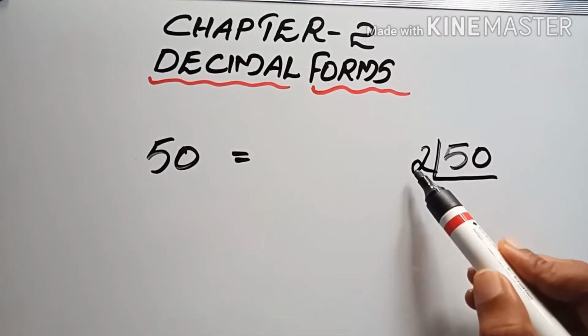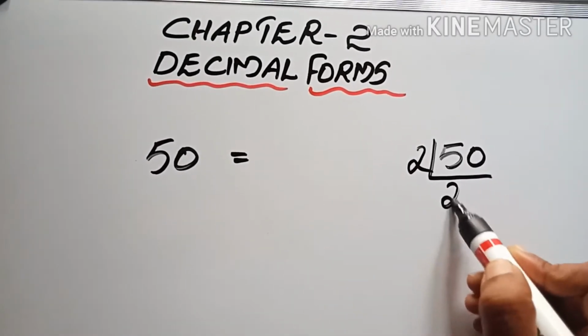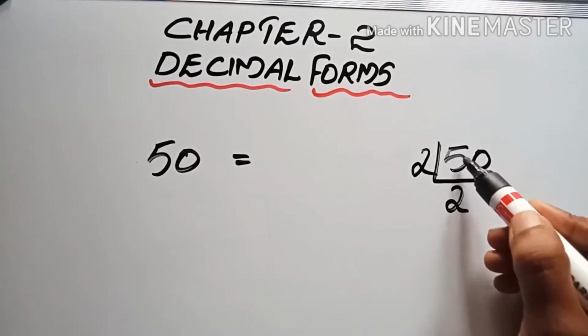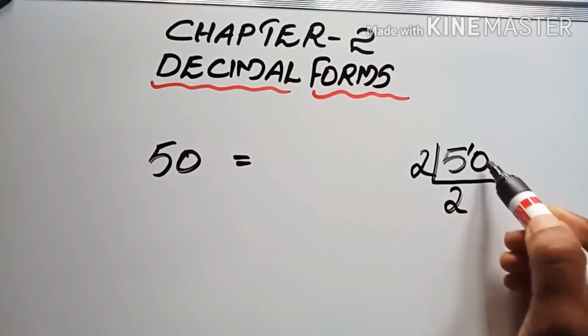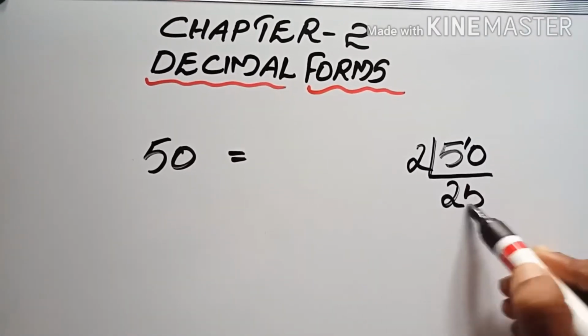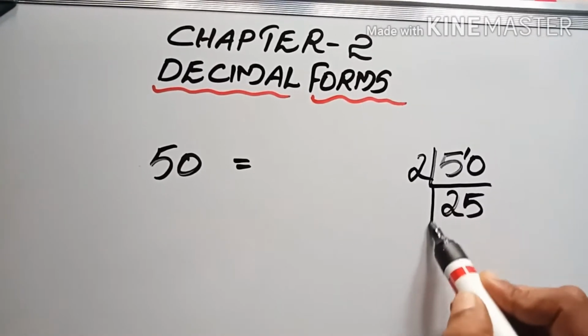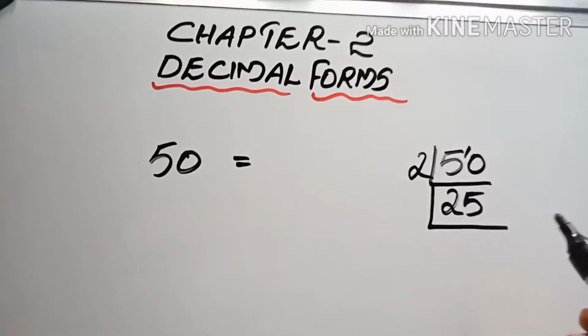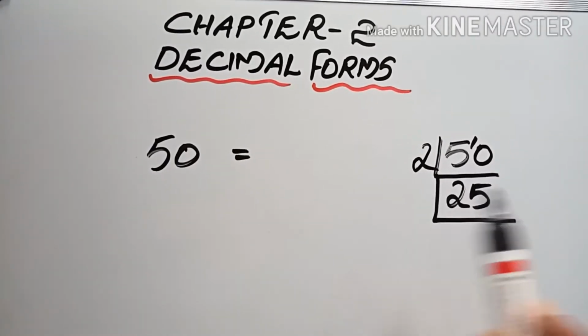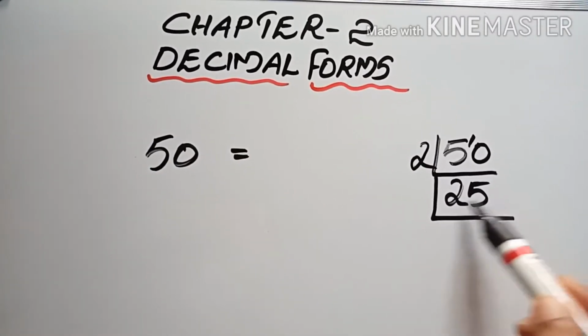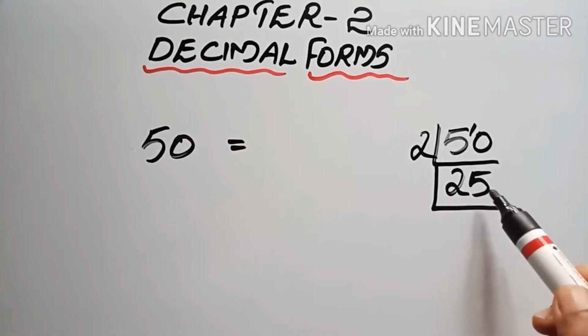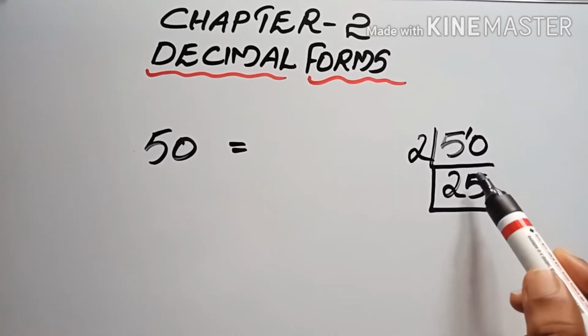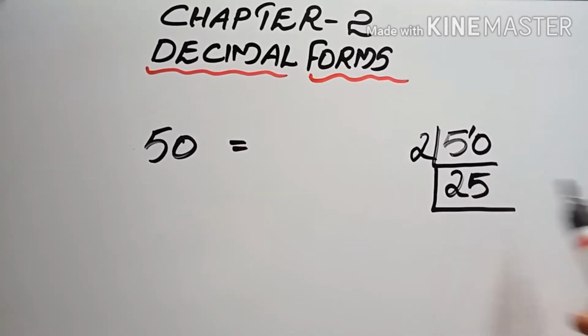So in 5, how many 2's? Only 2. 2 2's are 4. That means 1 balance. So 10. In 10, how many 2's? 5. Okay, again factorization. So here 25. So 25 is completely divided by 2, not possible. So 3 is also not possible here. Only 5 is possible. Okay, by 5 we can divide this 25 completely.